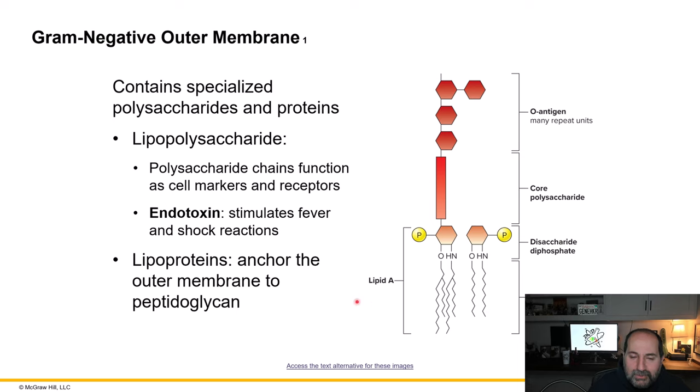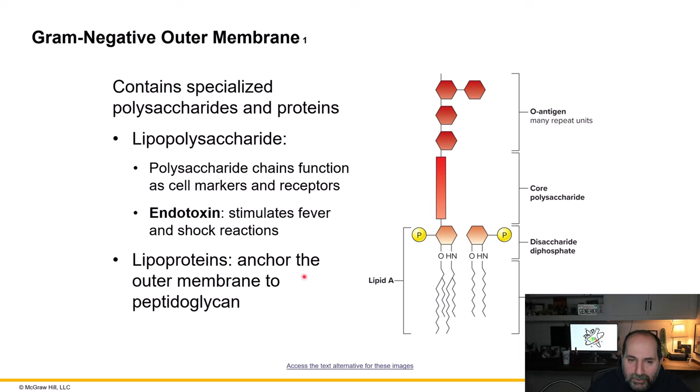Now, what do I need you to know? I need you to know that this structure, LPS, is made up of an O antigen, a core polysaccharide, and a lipid A. It's found only in the outer part of the outer membrane of gram-negative cells. And something very important is that the lipid portion of this molecule is called lipid A, and it is called endotoxin. It's very toxic to your body. If the lipid A portion of LPS gets into your system, it can stimulate fever and even septic shock. It can lead to death. So it's very toxic to you and me. So gram-negative cells are toxic due to lipid A.